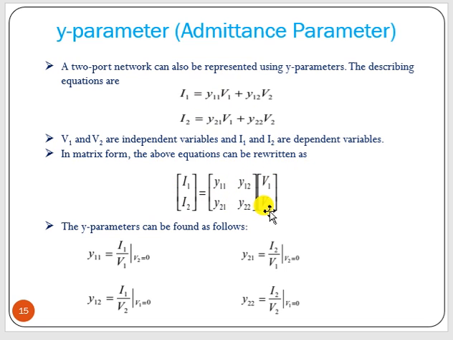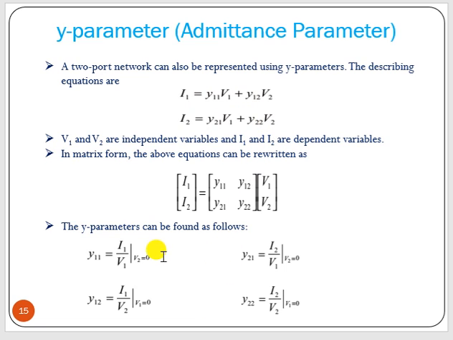Now in this case to find out the value of Y11 we have to make V2 equal to 0. If we make V2 equal to 0, then Y11 equal to I1 by V1 when V2 equal to 0. Now when V2 equal to 0, we can find out Y21, that is I2 divided by V1. Now to find out Y12, we have to make V1 equal to 0, then Y12 equal to I1 by V2. Similarly, Y22 equal to I2 by V2.